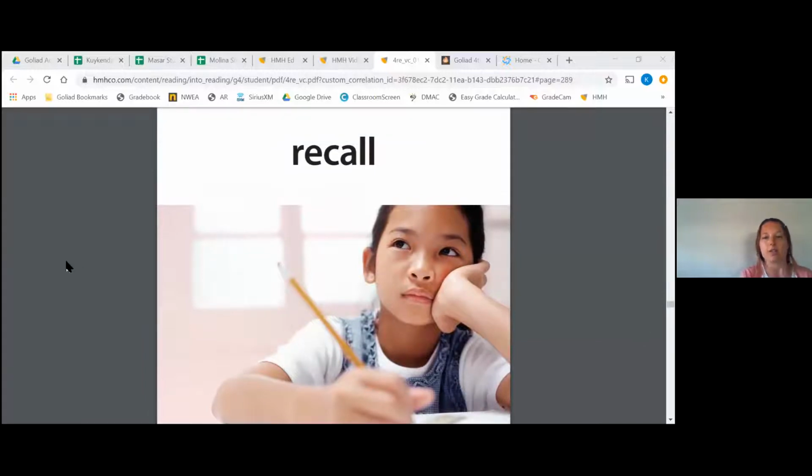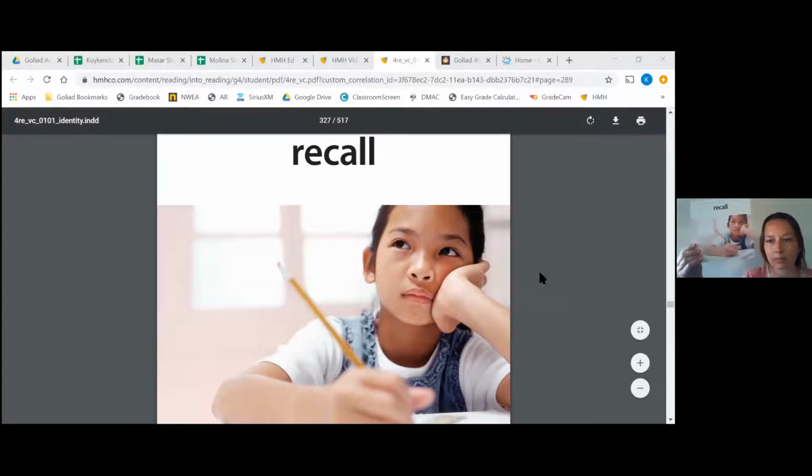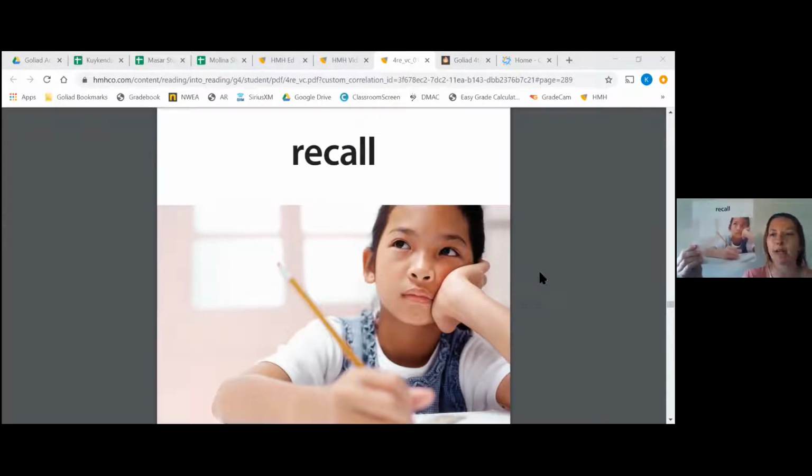Okay, class. So our first word is recall. What is our first word? Recall. Okay, what's the girl doing in the picture? She's thinking about a memory. Okay, let's listen to the sentence. See the look of concentration as she tried to recall the information. So what is she trying to do? Remember. Remember what? What the teacher said. Okay, she's trying to think back and get that information that she needs to pass, right?